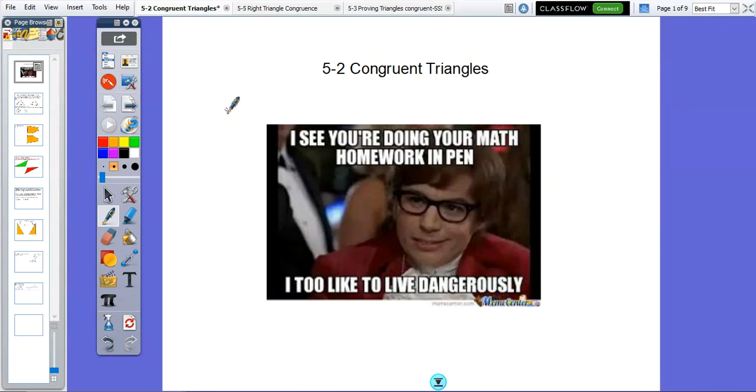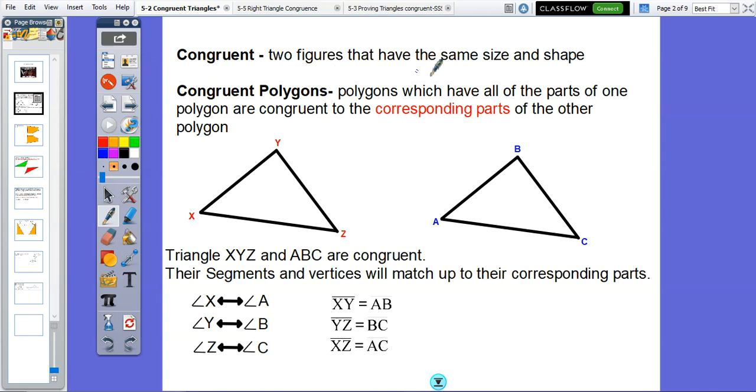Welcome back to some more geometry. Today we are talking about congruent triangles. So, in case you forgot, congruent means two figures that have the same shape and size, okay?